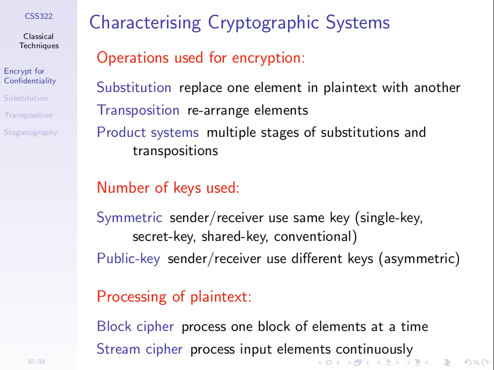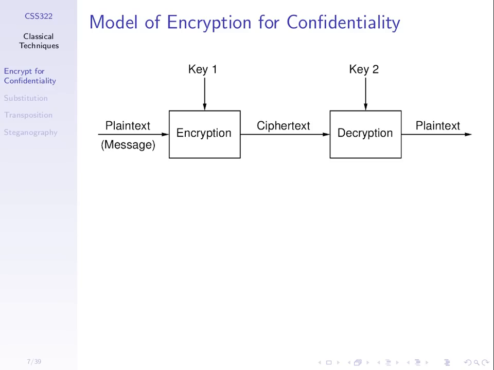The other part is the key. Our algorithm takes plain text and a key as input, performs some operations and produces ciphertext as output. What about the keys used? Well, there are two main types of cryptography: symmetric key cryptography and public key, or asymmetric key, cryptography. The main difference: in symmetric key cryptography, back to our picture, key one and key two are identical. They are the same, so the symmetry is in the keys. Both use the same value. In public key, or asymmetric, cryptography, key one and key two are different values, but related. There's some relationship between them.